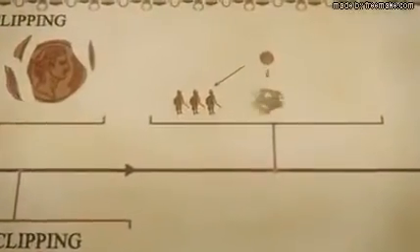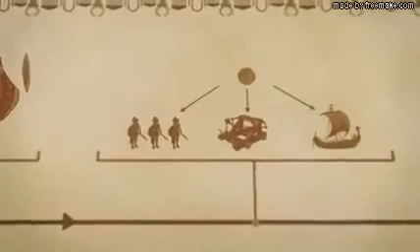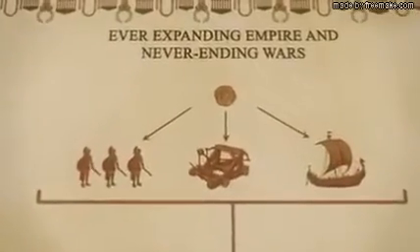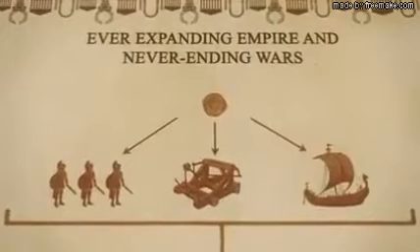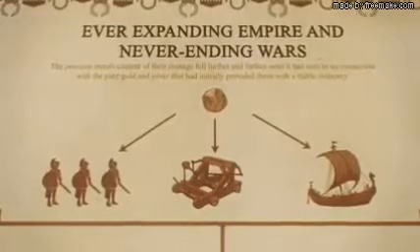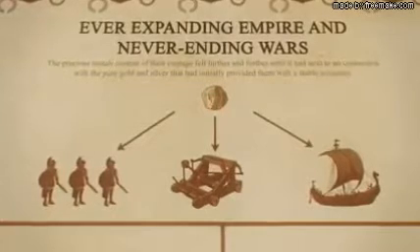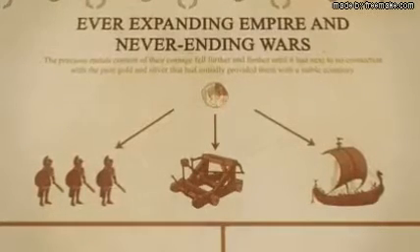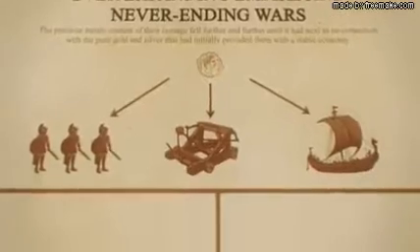The major reason for Rome's ongoing currency debasement was to pay for their ever-expanding empire and never-ending wars. The precious metals content of their coinage fell further and further until it had next to no connection with the pure gold and silver that had initially provided them with a stable economy.